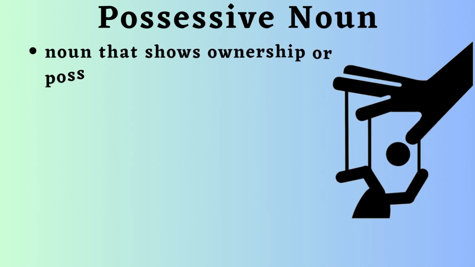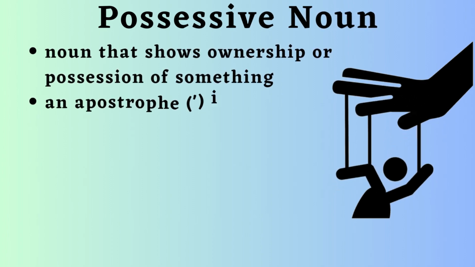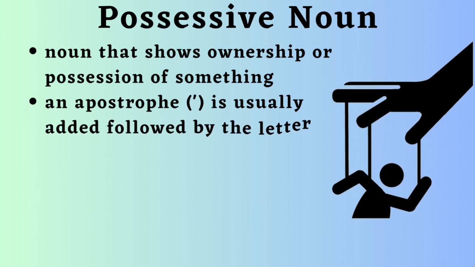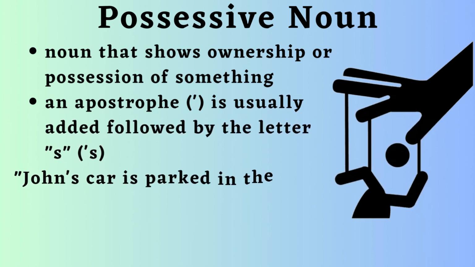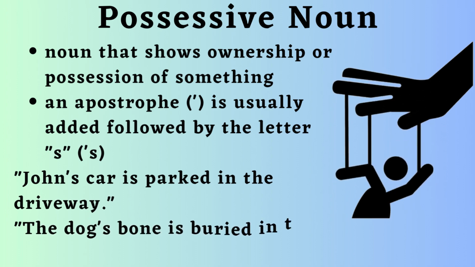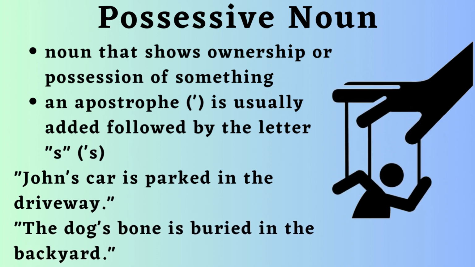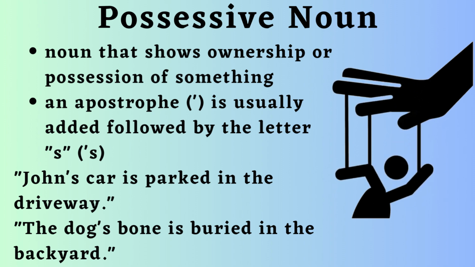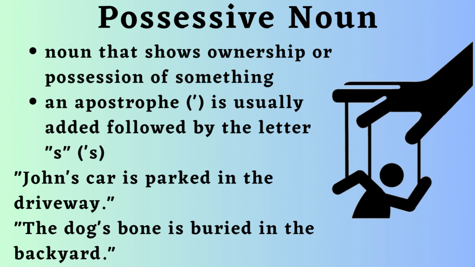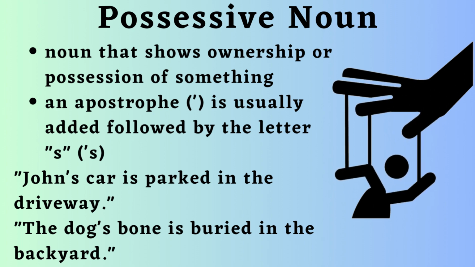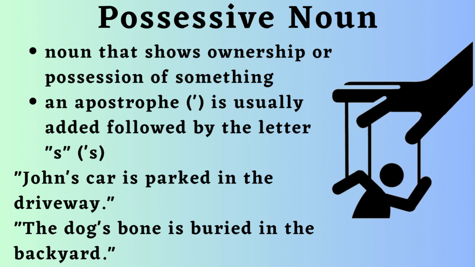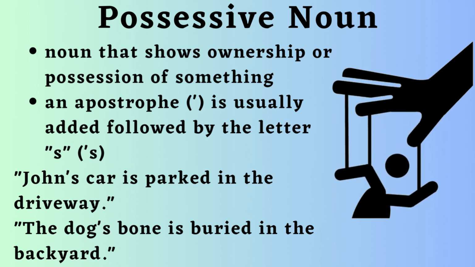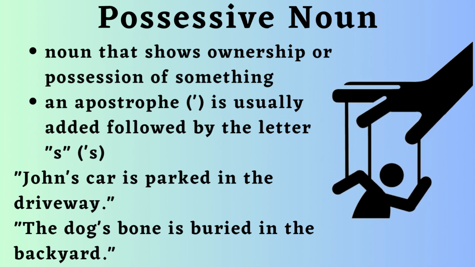Lastly, we have possessive nouns. A possessive noun is a noun that shows ownership or possession of something. It indicates that something belongs to or is associated with the noun in question. To form a possessive noun, an apostrophe is usually added, followed by the letter S, or just an apostrophe alone, depending on the noun and its ending. Here we have some examples of possessive nouns.